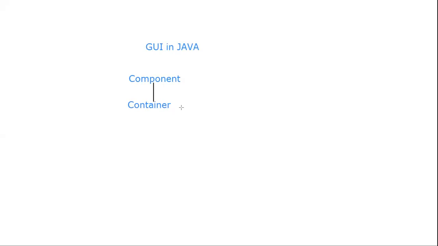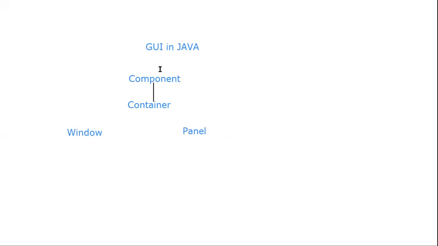To display these controls to the user, we have to use which one? Container. So container acts as a what? Wrapper, or you can say placeholder. That is the best word. Placeholder for which one? Component. This point you have to remember. Now container has two subclasses. First is called which one? Window. And second is called which one?